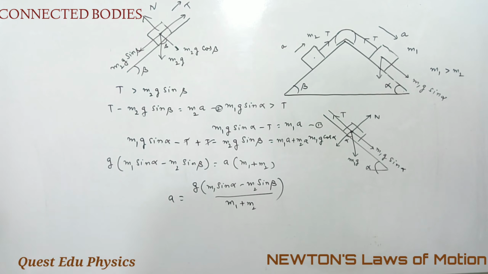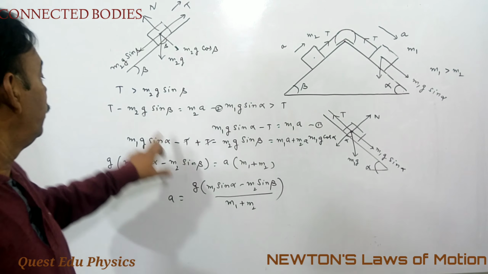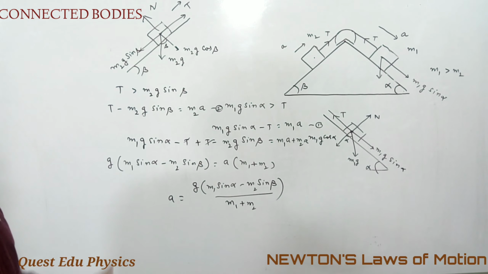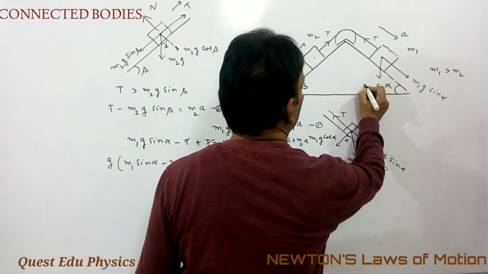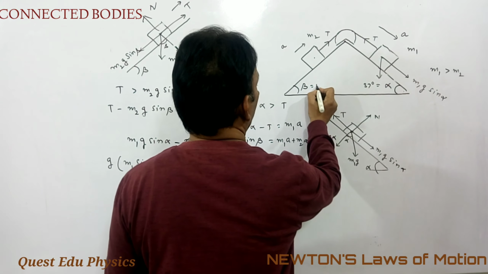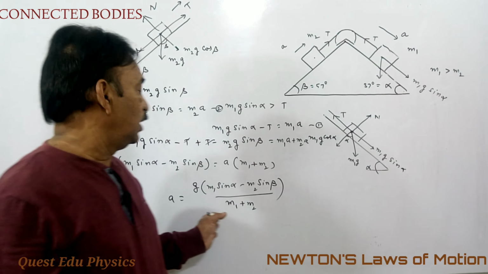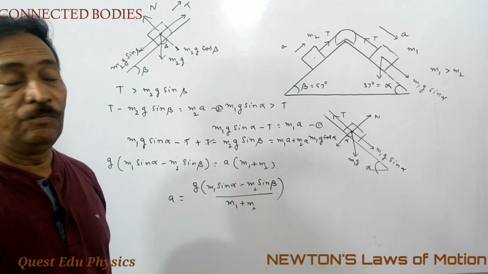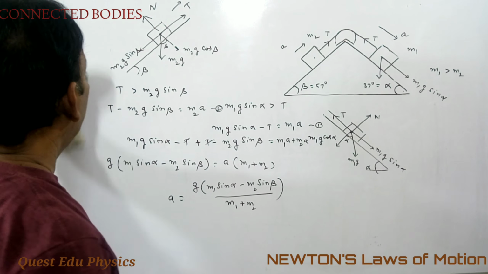Okay students, with this equation you can find out the acceleration. If you substitute the acceleration in one of the equations, you will get the tension, and you can do the numericals also. For example, if the angles are 37 degrees and 57 degrees, then you can find out the acceleration of the system if you are given the masses. Okay students, let's find the tension in the string.